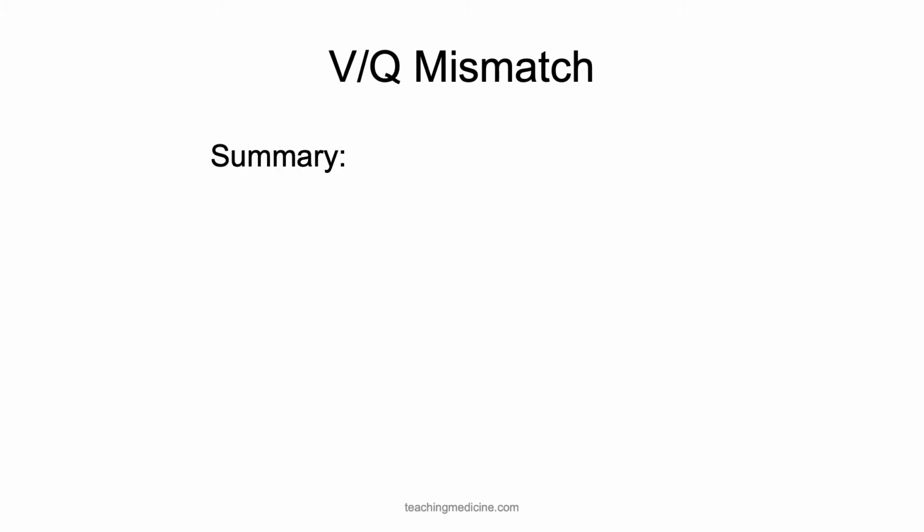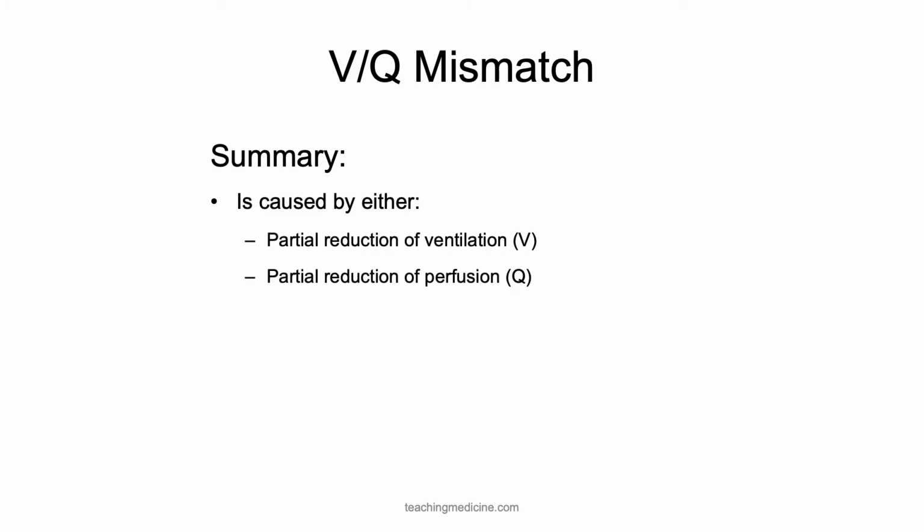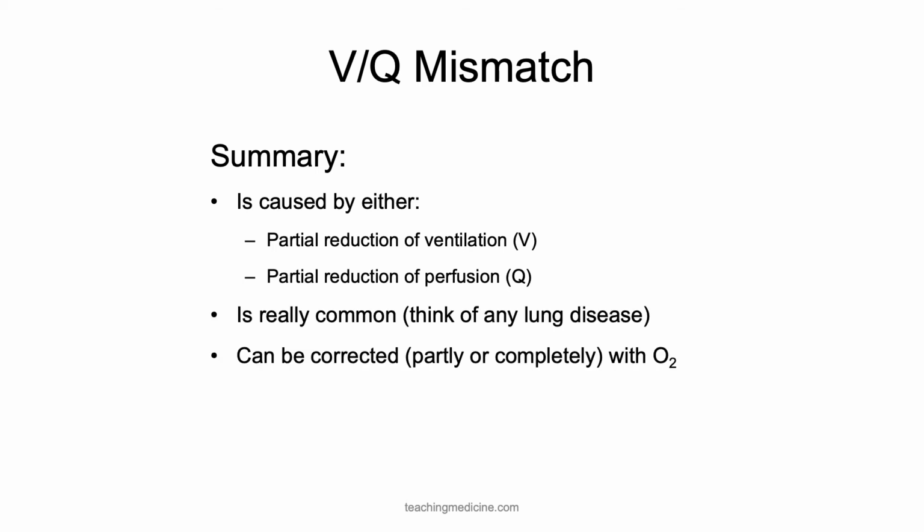In summary, VQ mismatch is caused by either a partial reduction of ventilation or a partial reduction of perfusion. It is very common and occurs with probably almost every lung disease. VQ mismatch, when it causes hypoxia, can be corrected either partly or completely with supplemental oxygen.